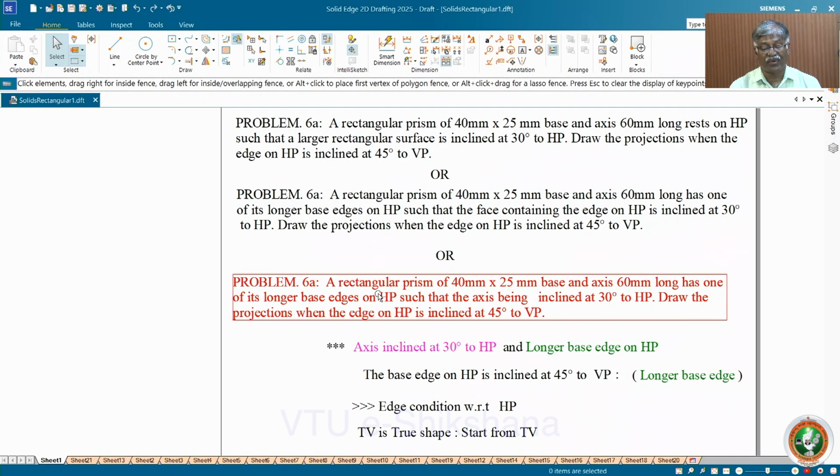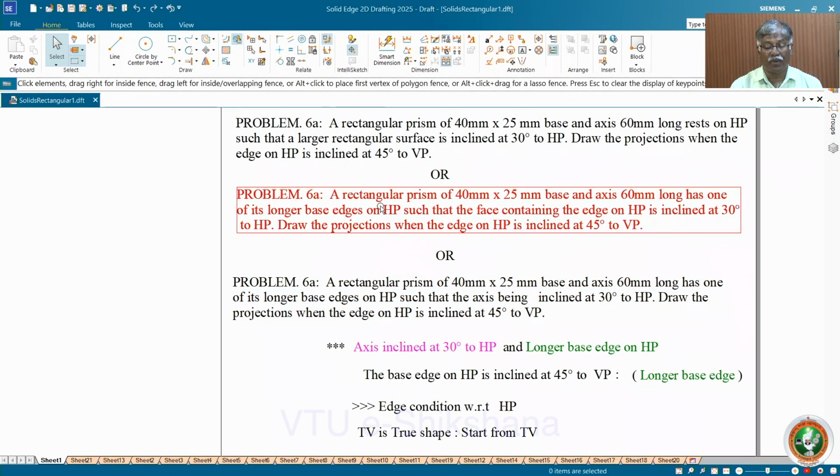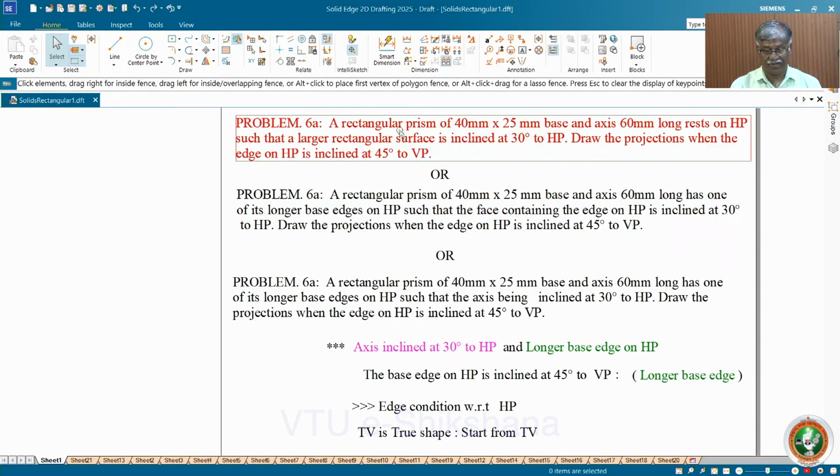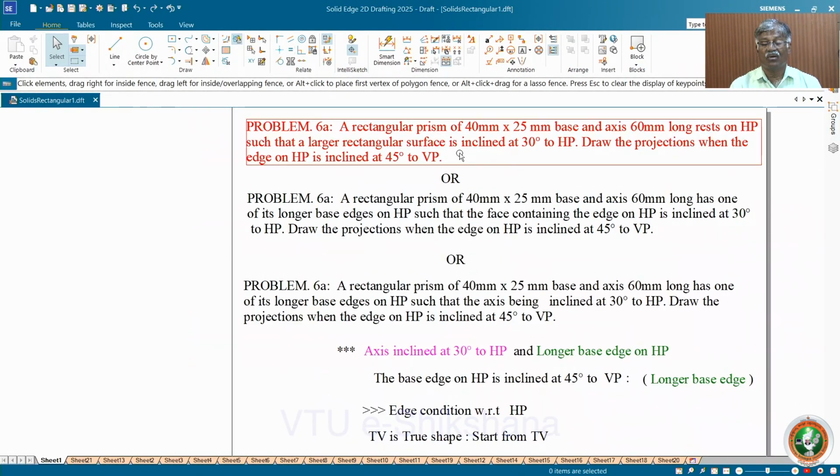He is also specified here. These two are no problem, but this one you have to think twice. So which type, base side to be placed on HP, that you have to decide. Definitely the larger rectangle surface you want. So naturally this 40 by 60 will be the larger, so 40 will be one of the base sides. So you have to keep it on HP.